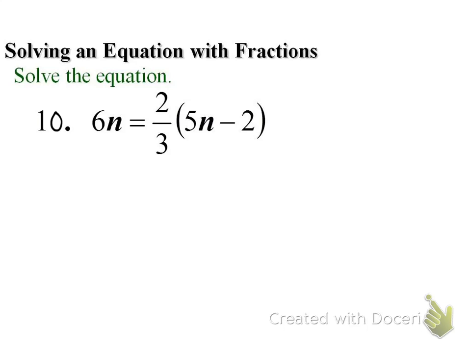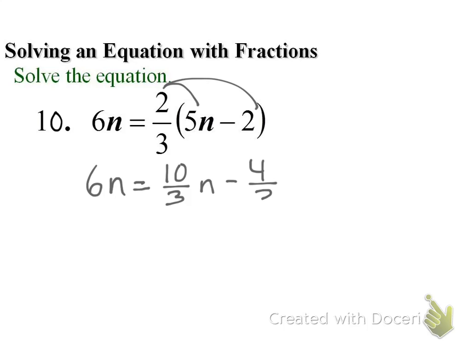Did you say you have a plan of attack? What would you do? Oh yeah, I would distribute. Distribute, that's one way to do it. So that would be 10 over 3 n minus 4 over 3. And then well, you would have to. I don't know. Change the fraction to the decimal. Just kidding. There's a couple ways to do this. I wouldn't recommend changing fractions to decimals.